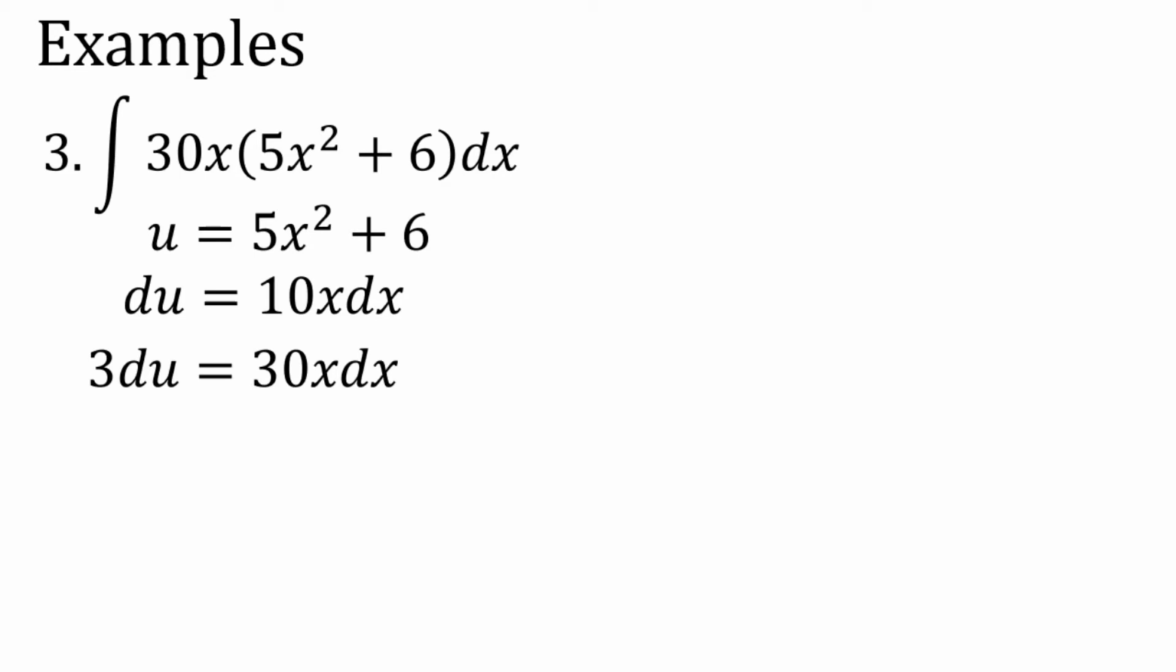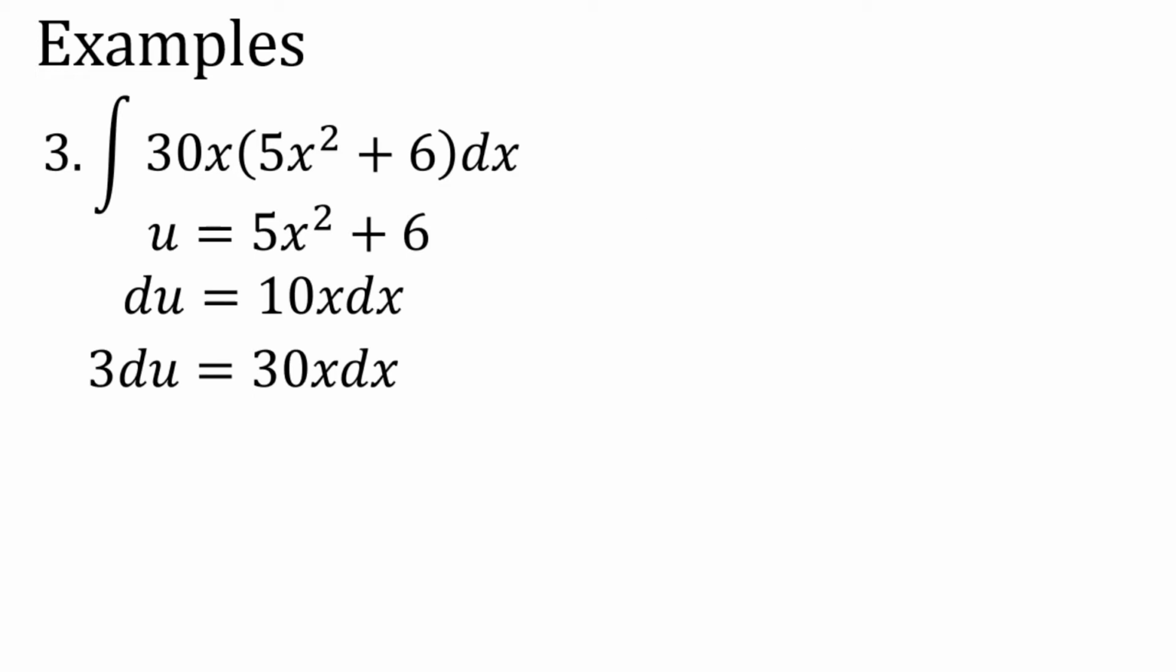we are going to multiply both sides of the equation, or both sides of du, by 3, because we have 30x dx. So we only have 10x dx here. That's why it will become 3 du equals 30x dx. So now it's the same. From the previous example, we divided by 1/2, but this time we multiplied by 3.